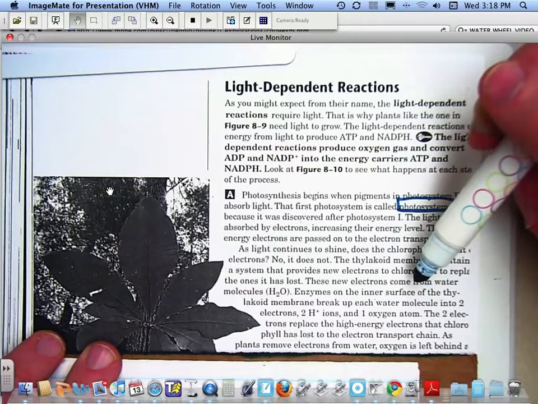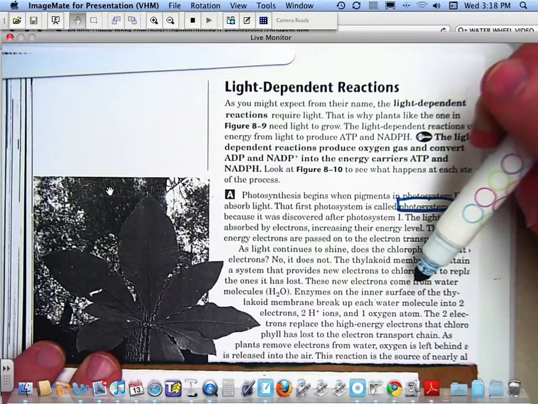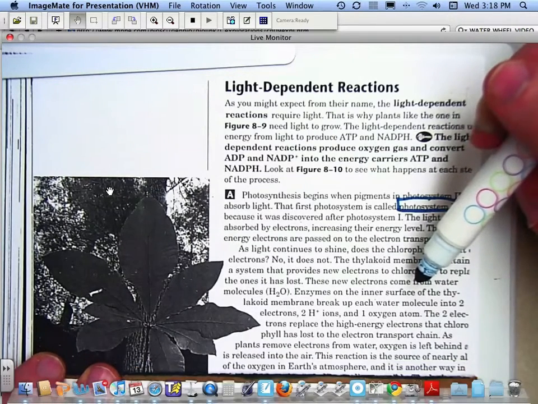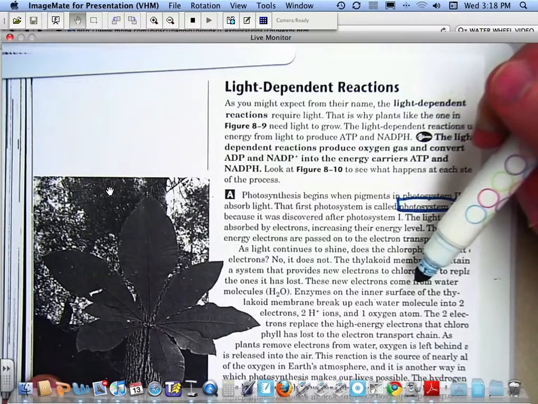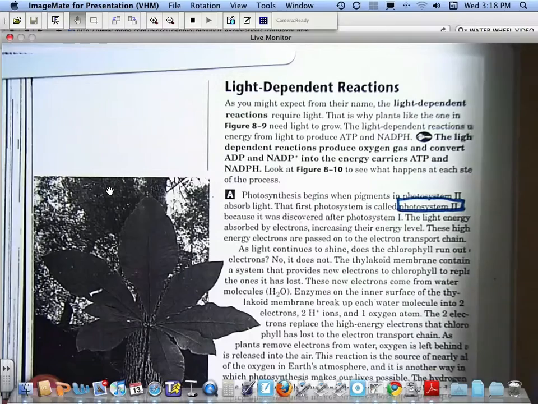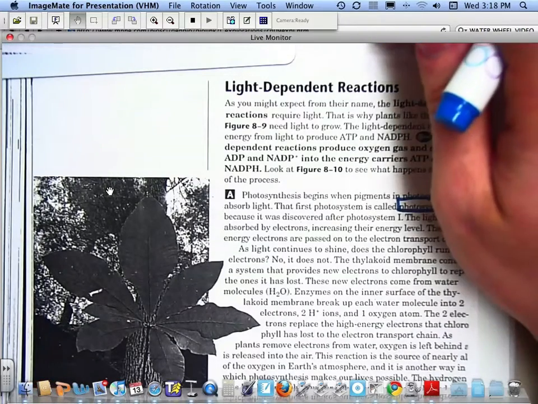As plants remove electrons from water, oxygen is left behind and released into the air. This reaction is the source of nearly all of the oxygen in Earth's atmosphere, and it's another way in which photosynthesis makes our lives possible. The hydrogen ions left behind when water is broken apart are released inside the thylakoid membrane.